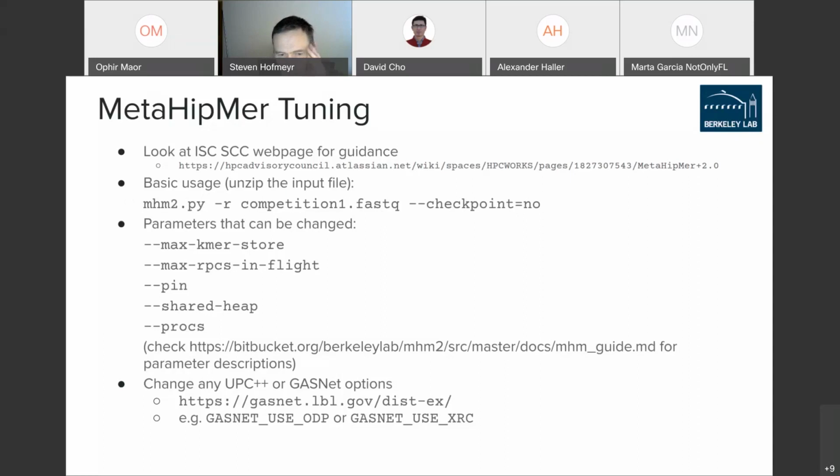So another parameter here is the pin parameter. And basically this pins the processes to cores. And we've got a number of different options for doing this. You can just not pin the processes at all. You can pin the processes so that each one is assigned to a pair of hardware threads, or you can pin it so that each one is assigned to a single hardware thread, or each one is assigned to a NUMA node. There's several different options. So you can play around with that pinning option.